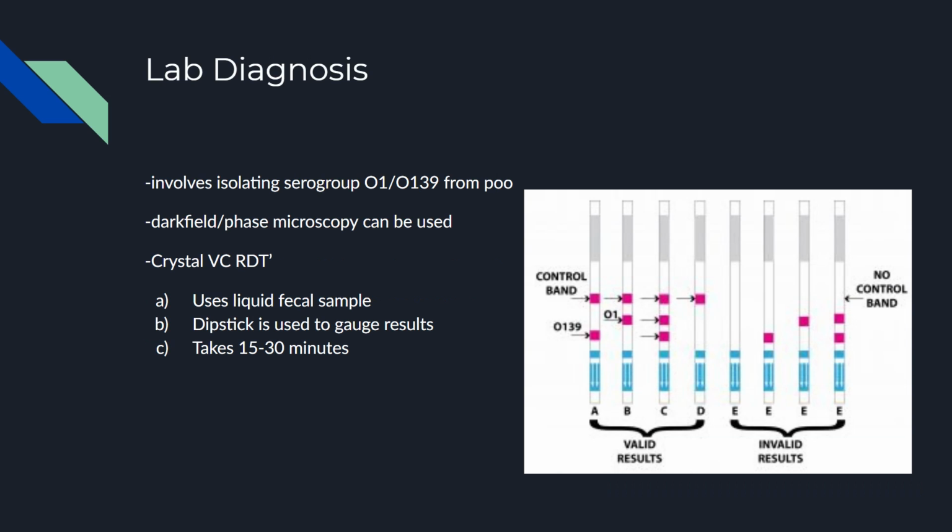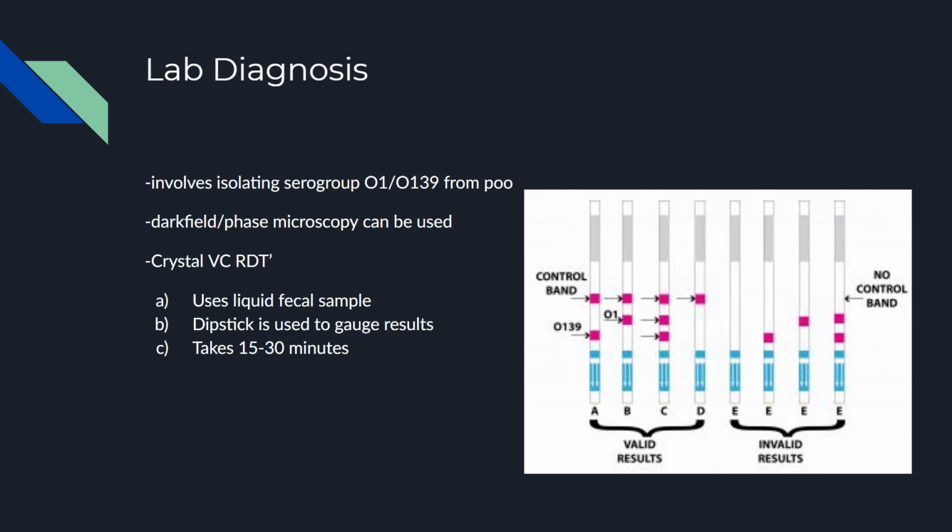And you can use dark field and phase microscopy to figure out and identify it. But there's also this thing called Crystal VCRDT, which is the Vibrio cholerae Rapid Detection Test. It uses a fecal sample that they liquefy in a tube, and then they get a calibrated dipstick and put just a little tip of it in the sample. After 15 to 30 minutes, the results show up.